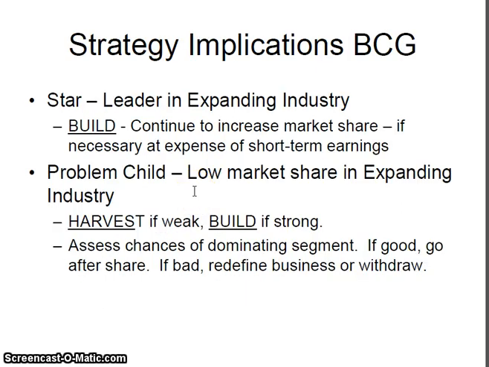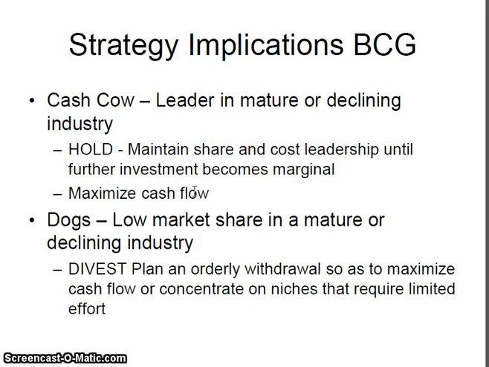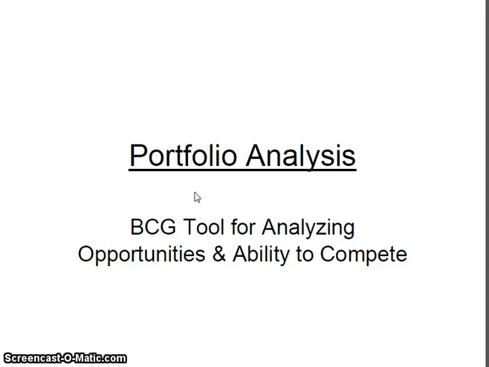So these are the strategy implications for each position: for a star, what you can do; for a problem child or question mark, what you can do; for a cash cow, what is the strategy; for dogs, what is the strategy. So this is how the BCG matrix helps you to develop a strategy for different businesses by understanding their positions. Okay, thank you.